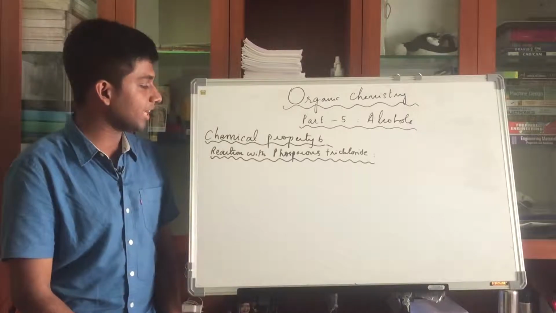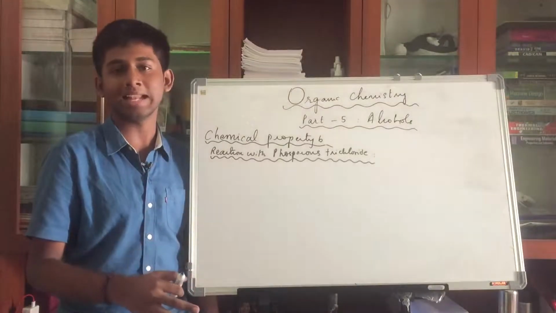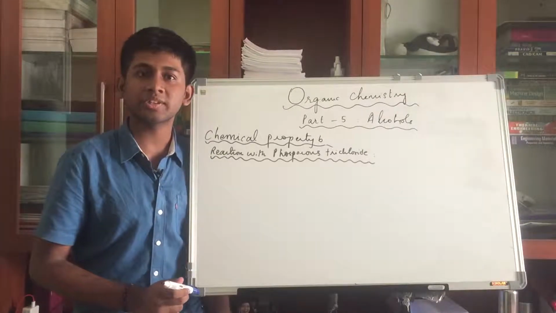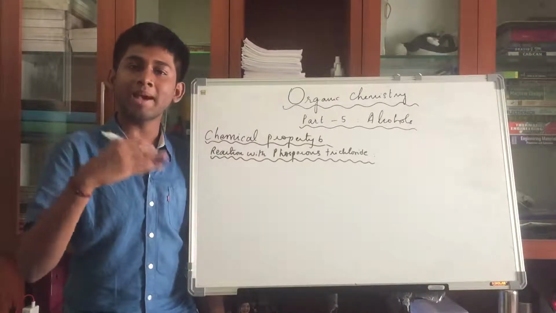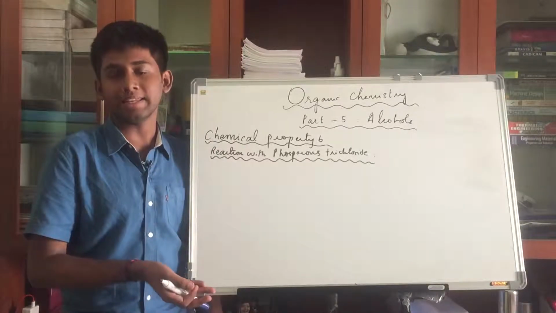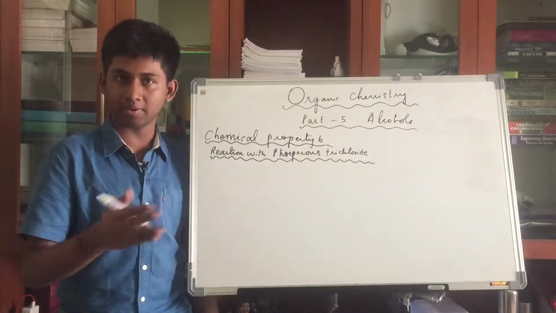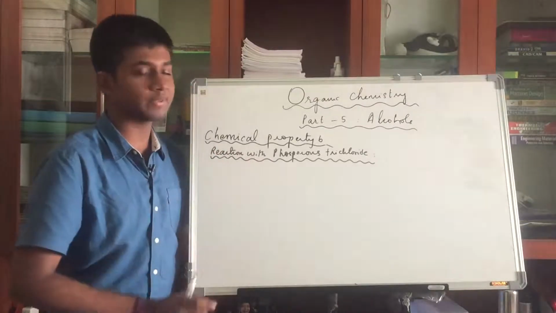Now let's do the next chemical property, which is the last chemical property under alcohols: reaction with phosphorus trichloride. Reaction with phosphorus trichloride is a very good method to prepare alkyl halides, apart from halogenation of alkenes and alkynes. Apart from the halogenation of such compounds, you can also make an alcohol react with phosphorus trichloride.